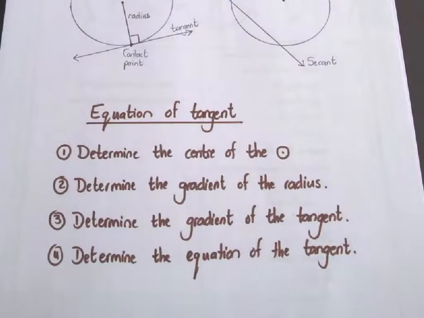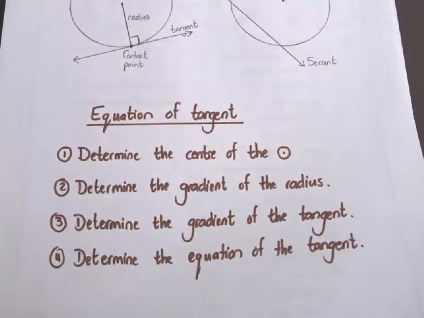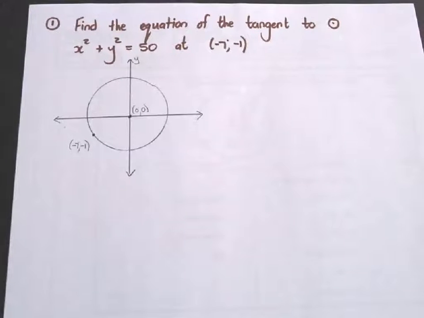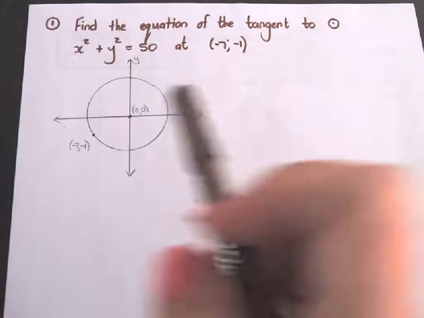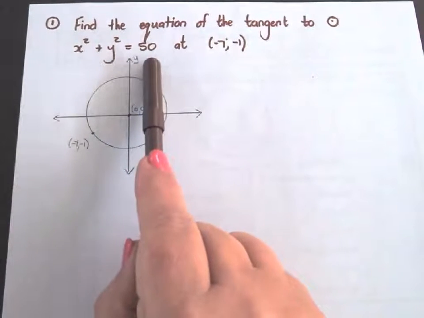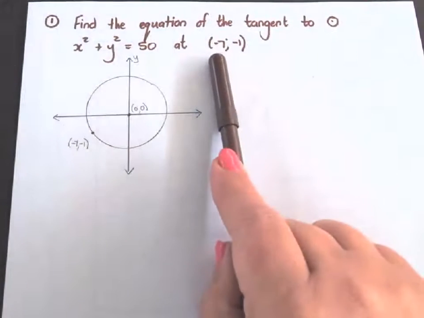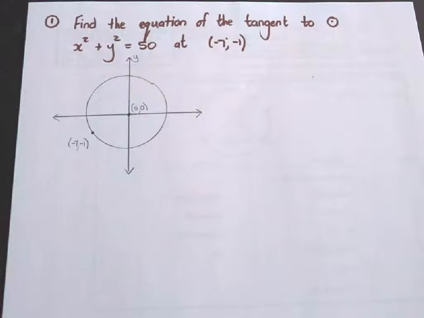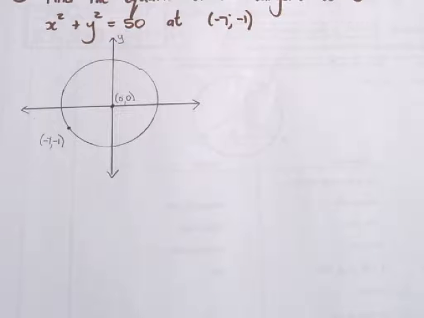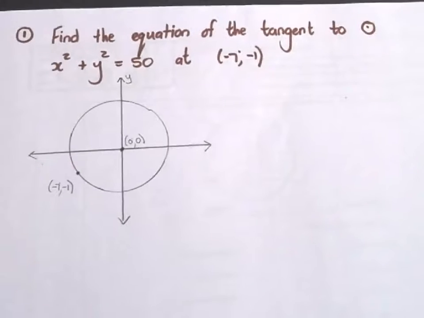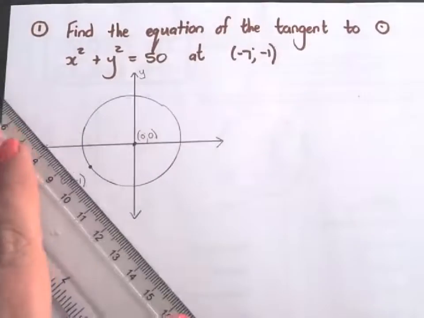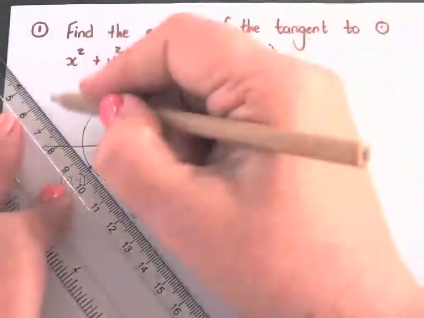Let's look at an example. Find the equation of a tangent to the circle, and they give you the equation of the circle, at point -7, -1. So our tangent is here at -7, -1.